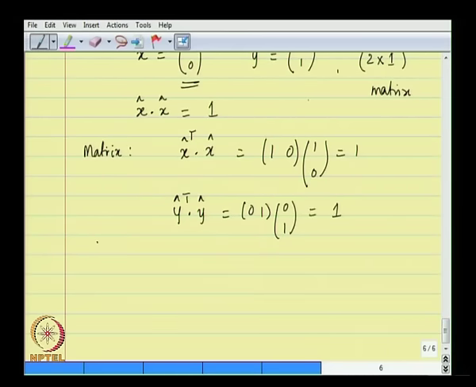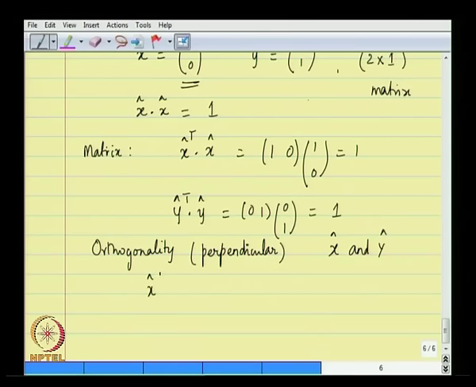The orthogonality, or what we call the perpendicular nature, because it is two dimensions, and probably in three dimensions we can write this by perpendicularity ideas. The orthogonality of x and y is given by x transpose scalar product with y is equal to 0, which is equal to y transpose scalar product with x is equal to 0.